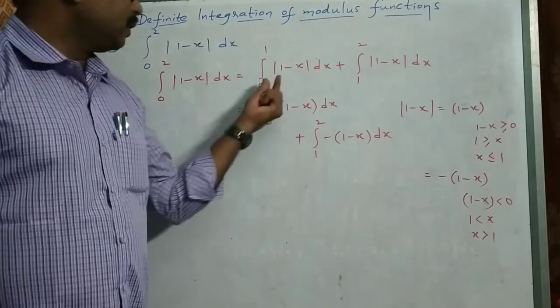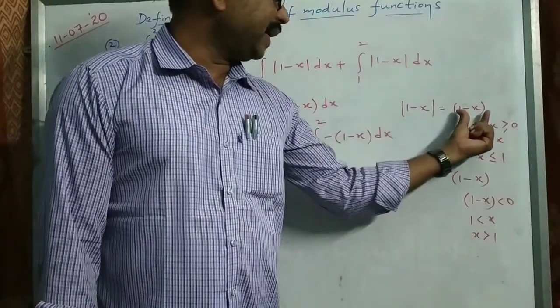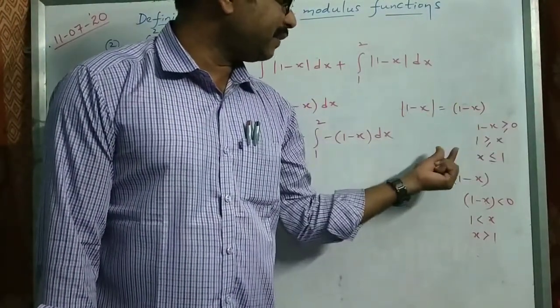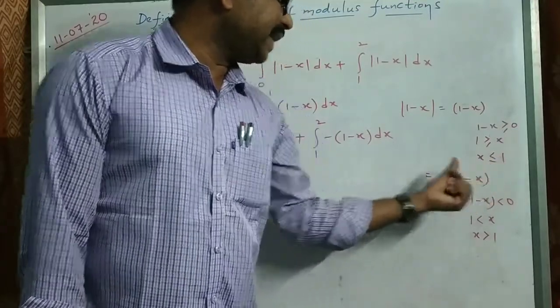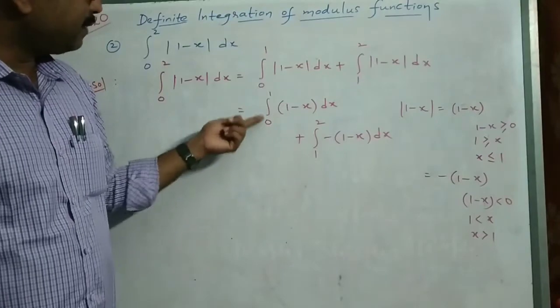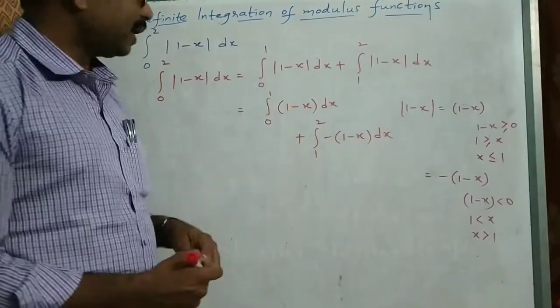Clear? So modulus 1 minus x will be plus 1 minus x. As per the modulus definition, whenever we have x value less than 1, x value between 0 and 1 means it is less than 1 only, so we take 1 minus x.